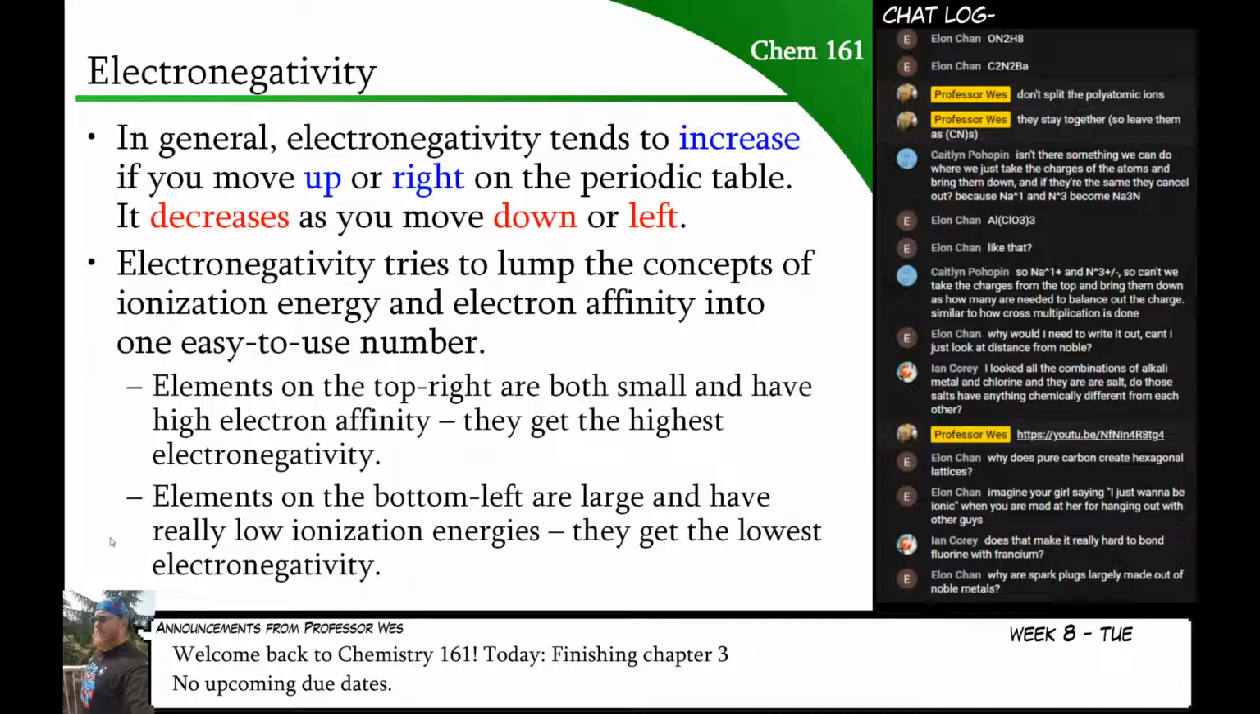All right. So this page just summarizes electronegativity, but this is really what you need to know. So if you compare any two atoms together, you can determine which one has the higher or lower electronegativity as long as one is further up or further to the right.